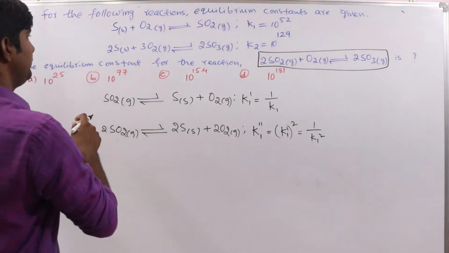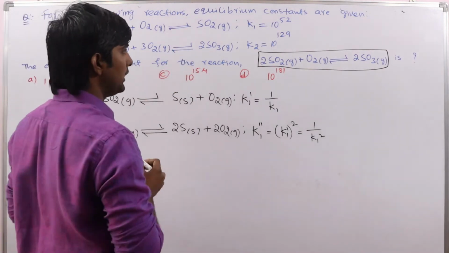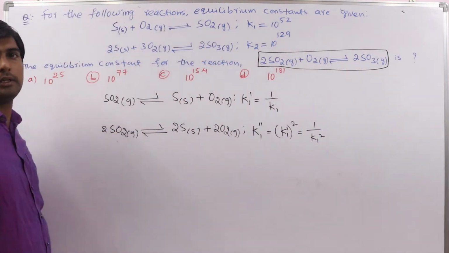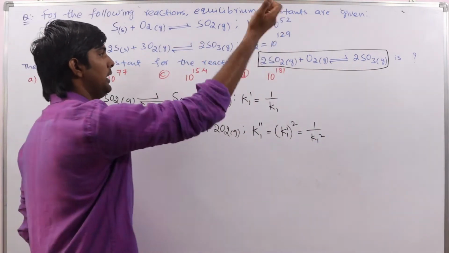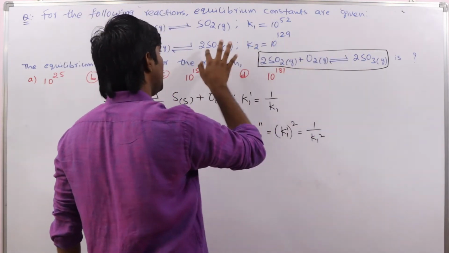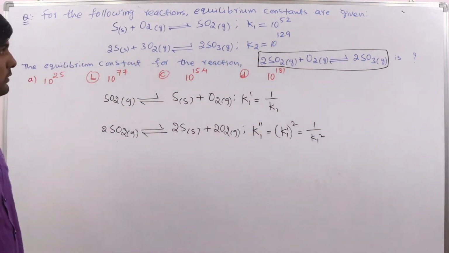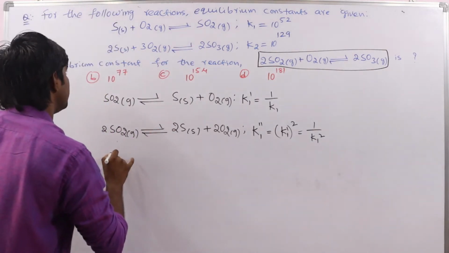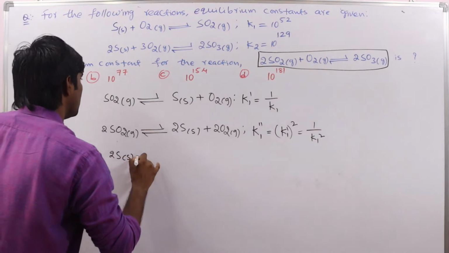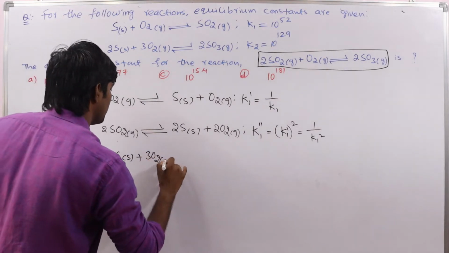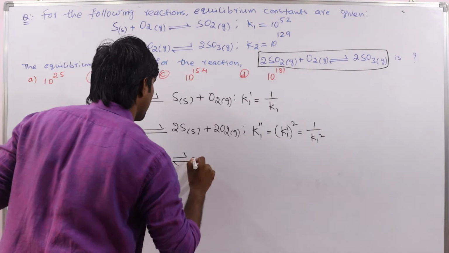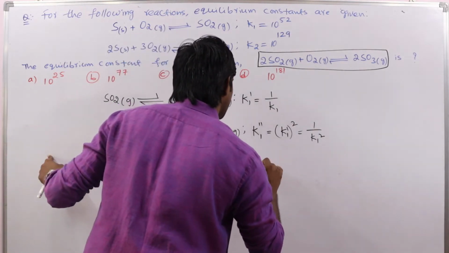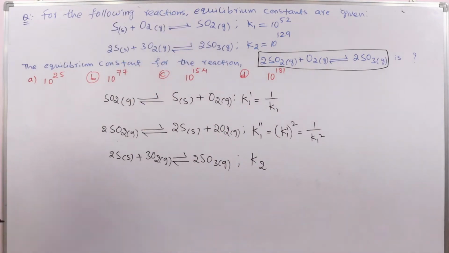Next, now look at the other reaction. Here SO3 is present on the right side, the product side, and here also SO3 is on the right side. And 2 moles of SO3 here also. So there is no need to make any changes in this reaction. Write it as it is. Its equilibrium constant is equal to K2.